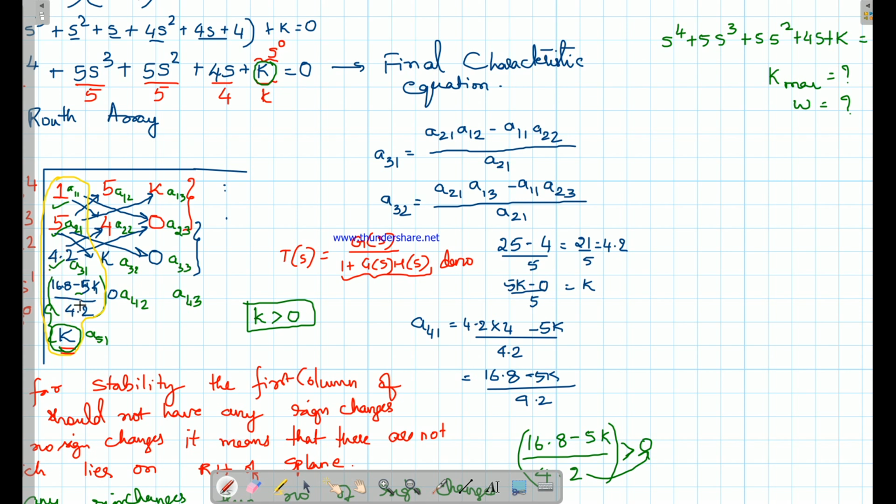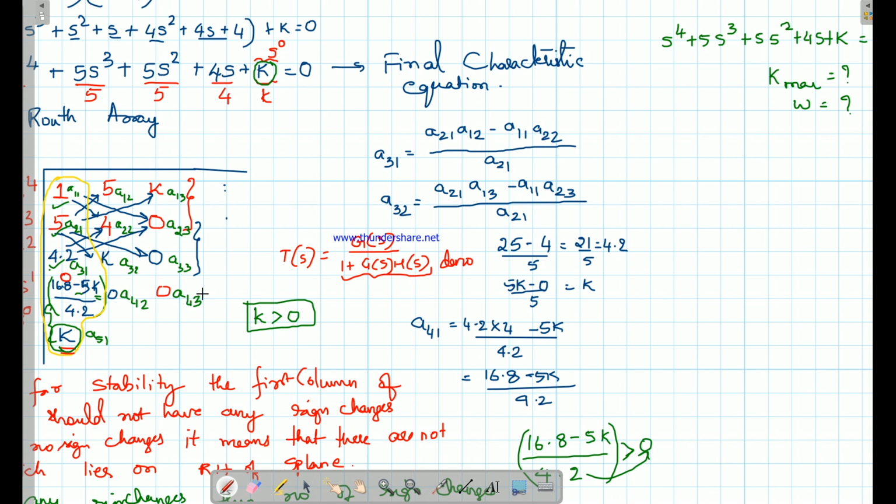Now find the value of k for which the element in the first column becomes 0. For example, if you put k equal to 3.36 in 16.8 minus 5k by 4.2, then 5 into 3.36 would be equal to 16.8. So 16.8 minus 16.8 would be 0. So this element would become 0, and all the elements of the row are zeros.